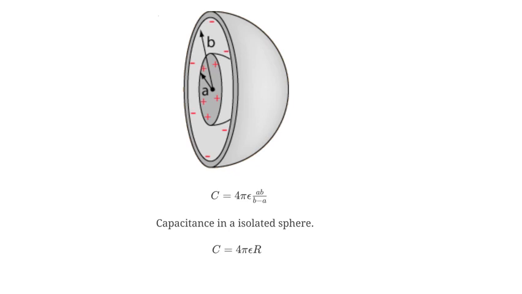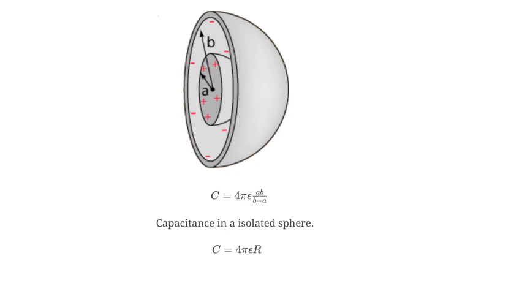This is another kind of capacitor, the spherical capacitor, in which the capacitance of an isolated sphere can be calculated, or of two concentric spheres. The charge is given to the inner sphere and the outer is grounded. The capacitance can be written as 4 pi epsilon AB over B minus A.